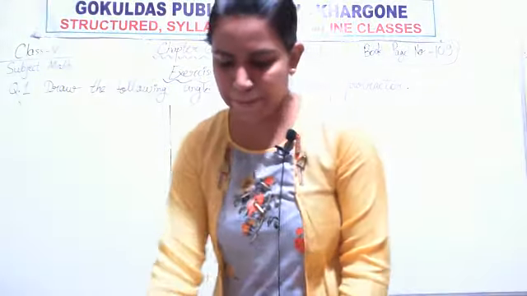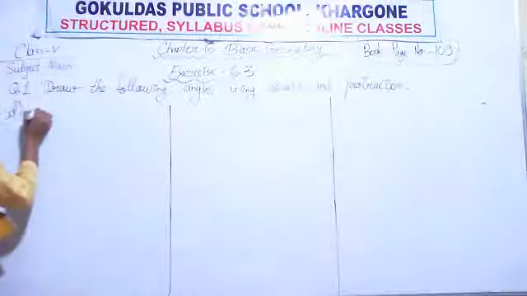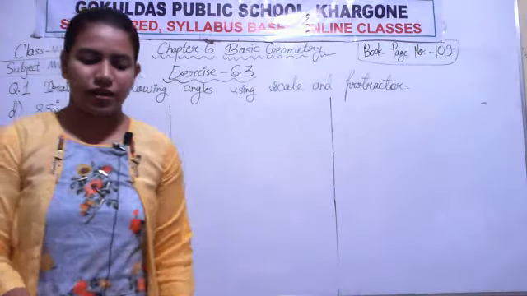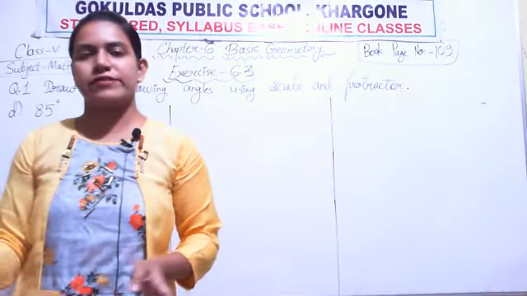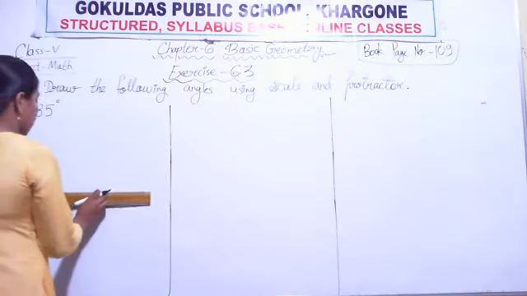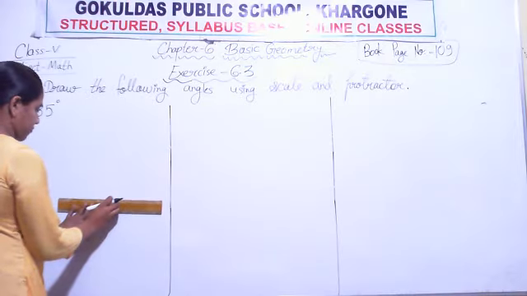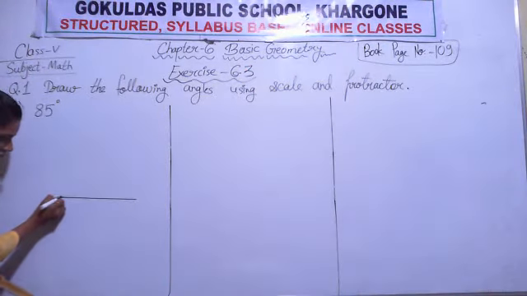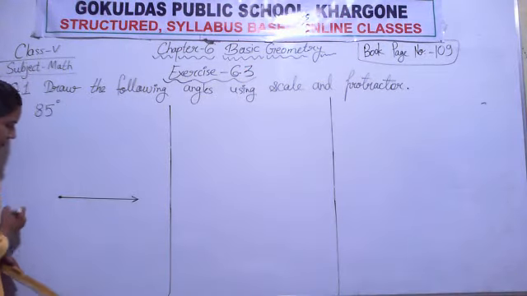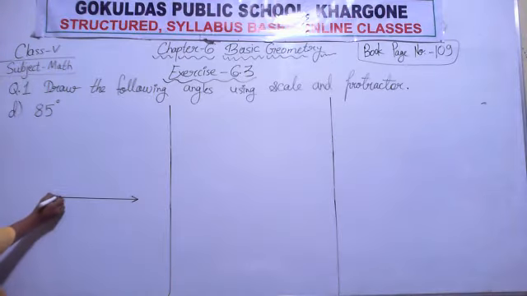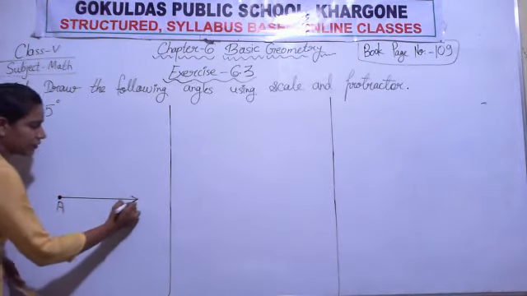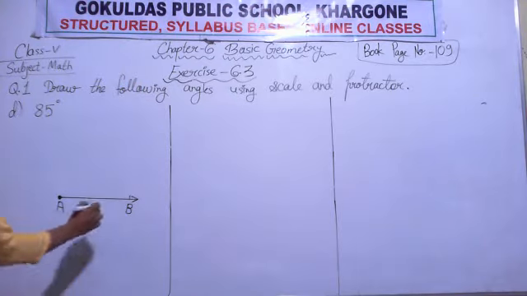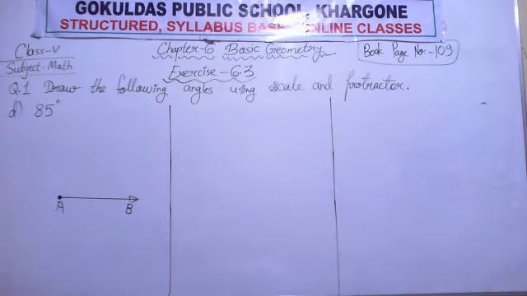Now D, the given angle measure is 85 degree. Now we want to draw 85 degree. There are 2 steps to follow. First, step 1 is to draw a ray. I have drawn a ray. Now give a name to this ray. I am giving AB. You can give any name by your choice. Step 1 is complete here.